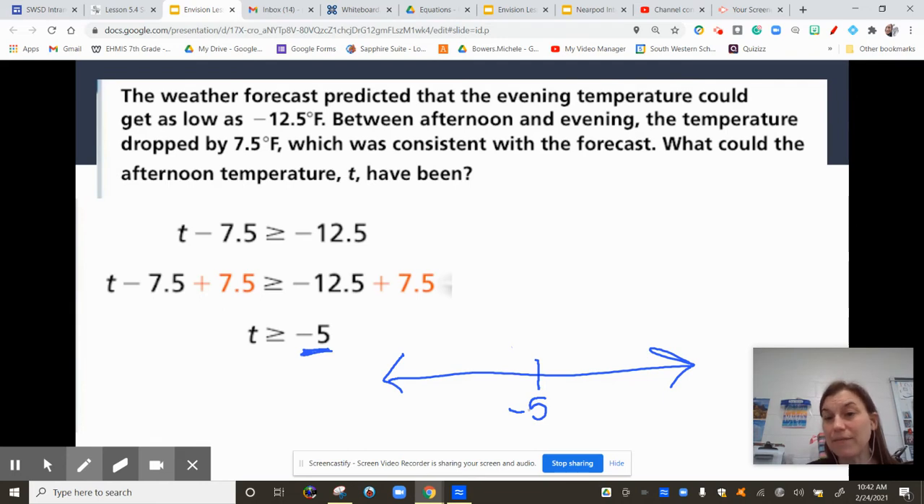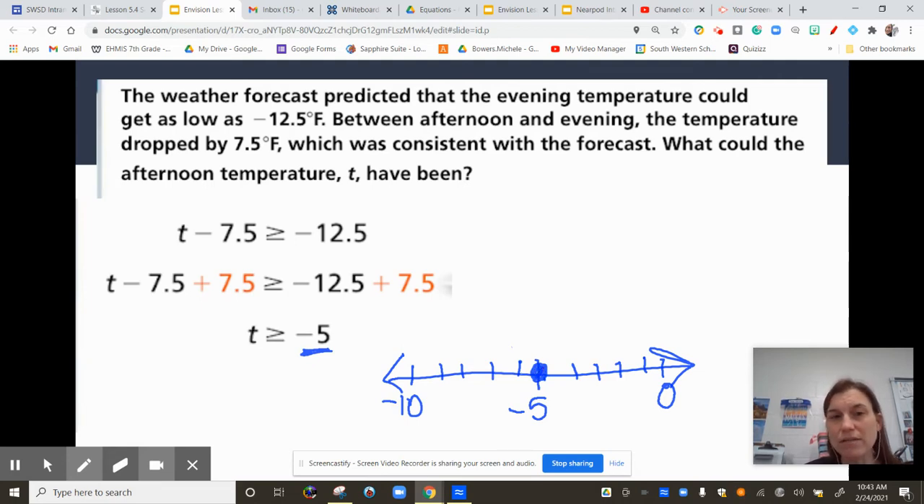So if this is where -5 is on the number line, then this would be -4, -3, -2, -1, and here would be 0. And then on the left, because negatives go this way, so -6, -7, -8, -9, this would be -10. And then I look at my solution here. T is greater than or equal to -5, so -5 is a solution. It would be equal to -5.